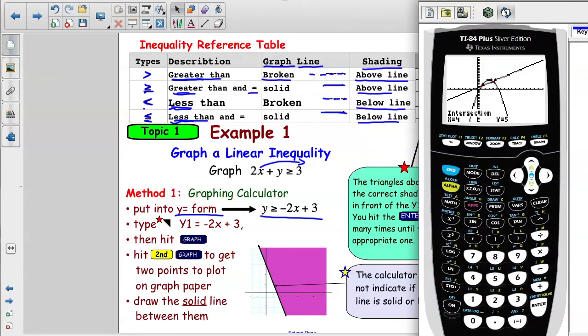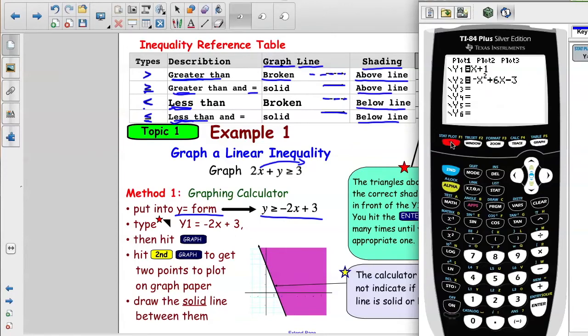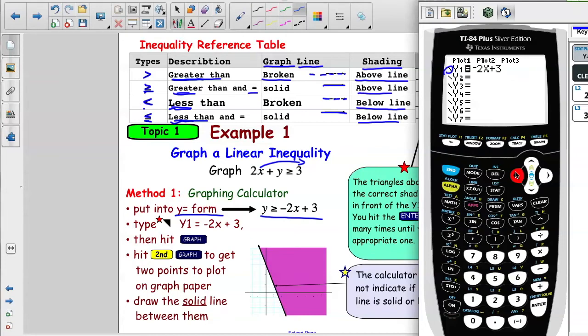We're going to go to y equals, and we're going to put in, let's just clear this old stuff I had in. Okay, so now we have negative 2x plus 3. Now to get these inequalities, we go over here, all the way over to the far left. Okay, so you can see the cursor is flashing right here now.